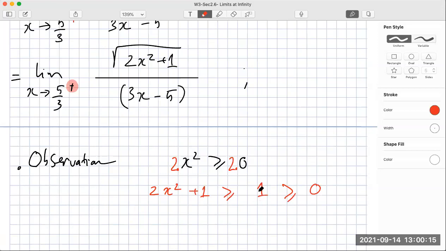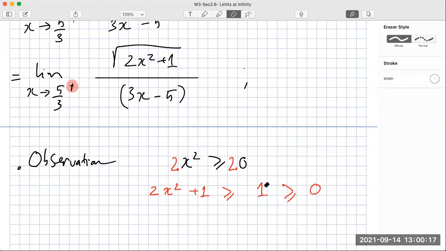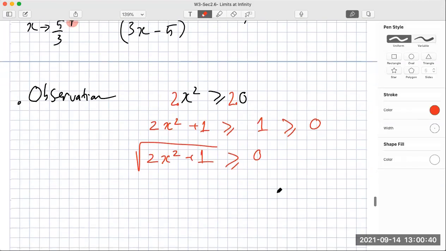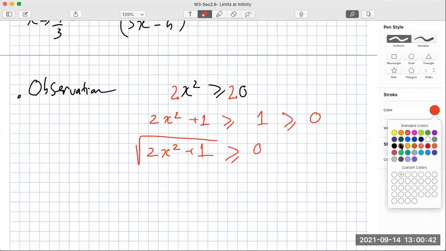So could you just square the top and bottom? Wait a minute, okay? Then if here we take a square root of this positive number, we see that 2x squared plus 1 and then square root is always positive, right? The numerator is always positive. Okay? Now, look at this function.